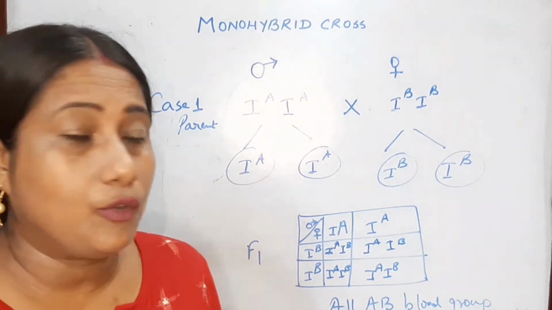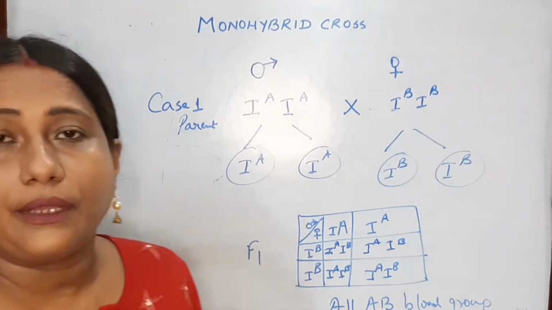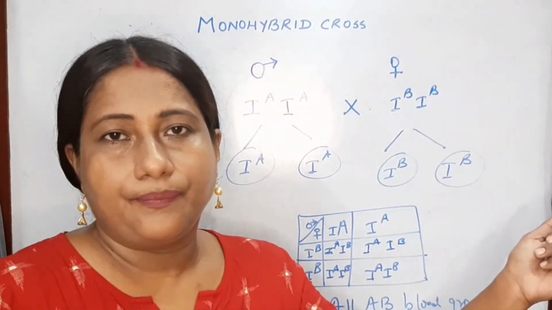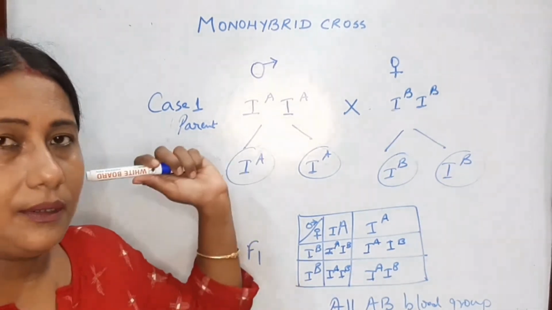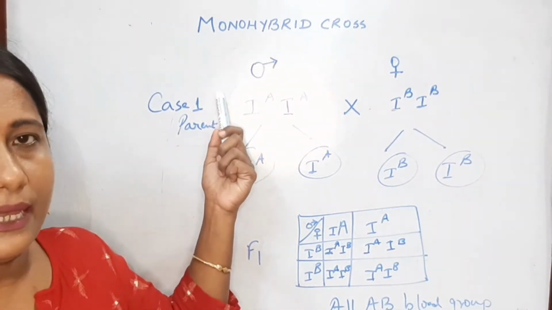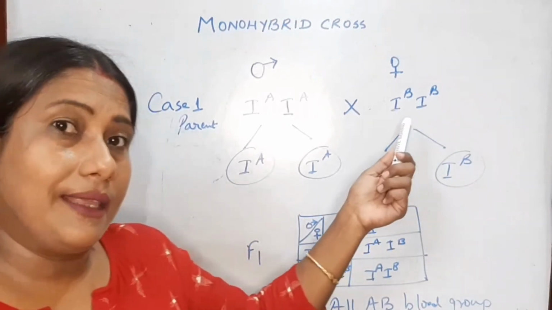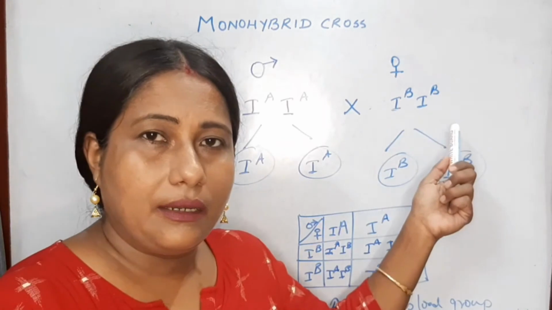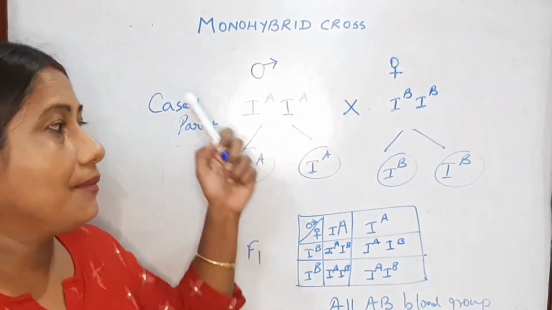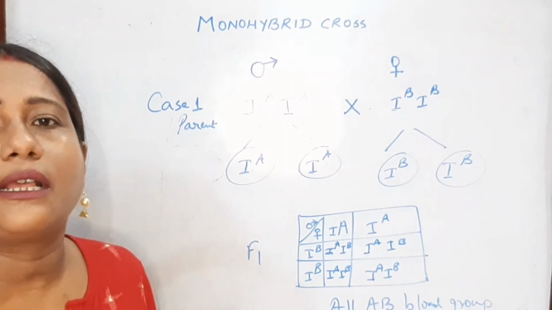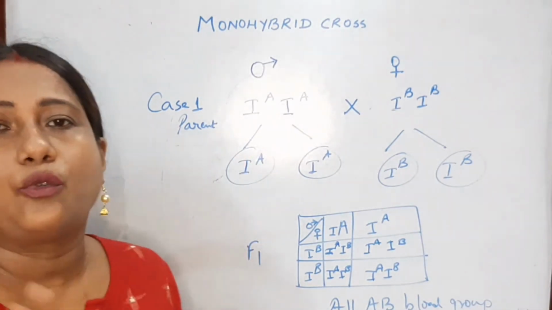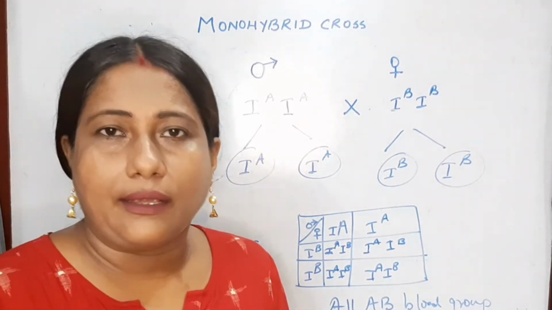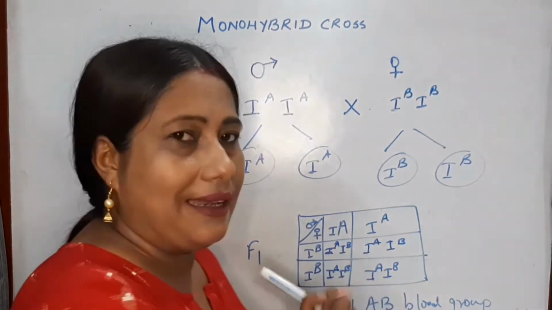I hope you understood. So all the children are AB blood group in the case when the parents are homozygous A and homozygous B. Now we will consider the father to be homozygous A and the mother heterozygous B, then the father heterozygous A and the mother homozygous B, and lastly both heterozygous. So these 4 cases I will show you how to represent when you are not told whether both the parents are homozygous. Understood? So let's move on to the second case.